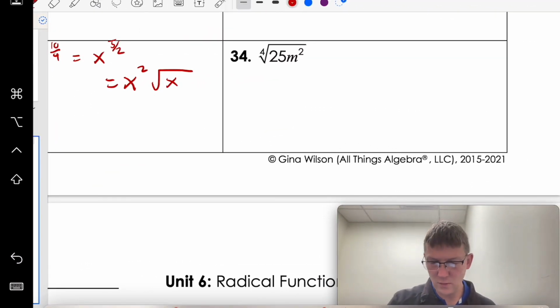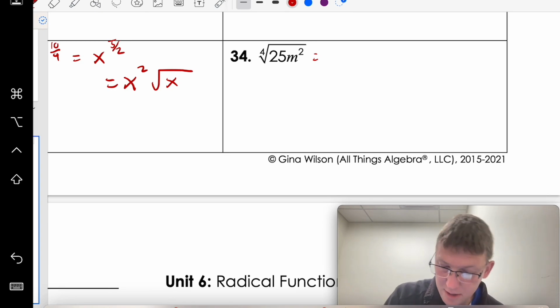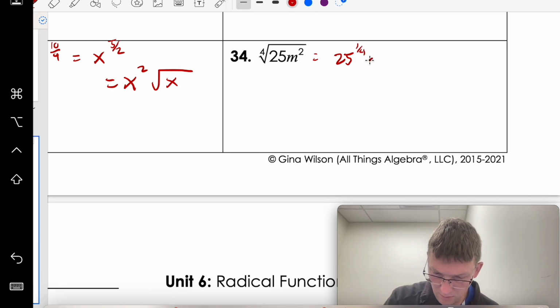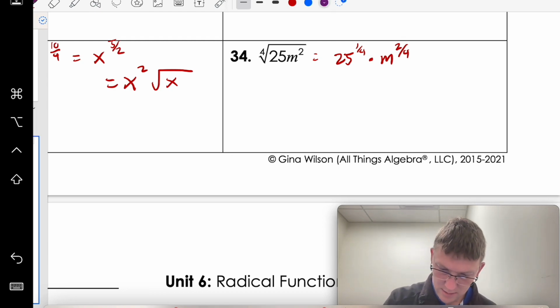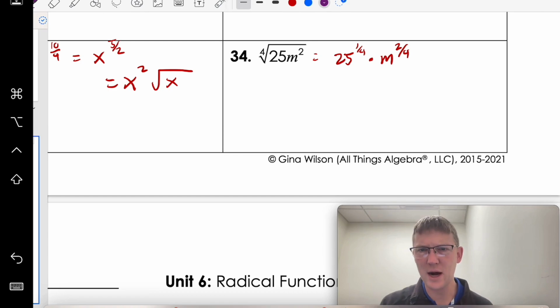So last but not least, we're going to put 34 into exponential form. And I'm going to distribute it at the same time. So we've got 25 raised to the 1/4 power. And then we're going to multiply that by m. 2 is going to go on top. 4 is going to go on bottom. So I'm looking at this number. See if we can reduce that at all. I'm looking at, let's see here, 5. That's going to be the 4th root.